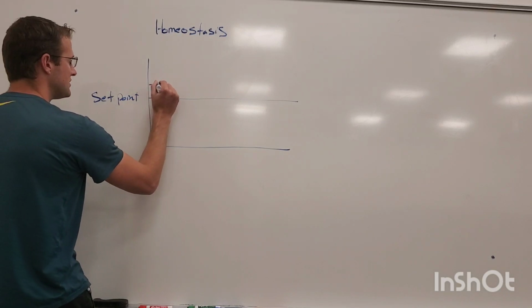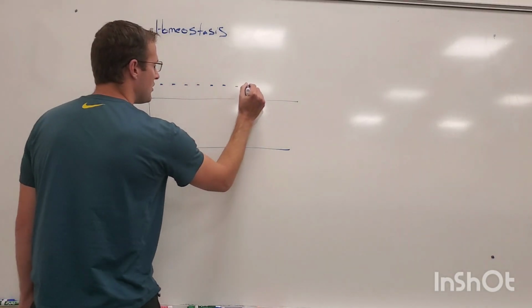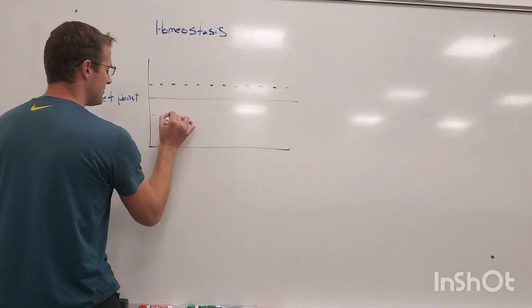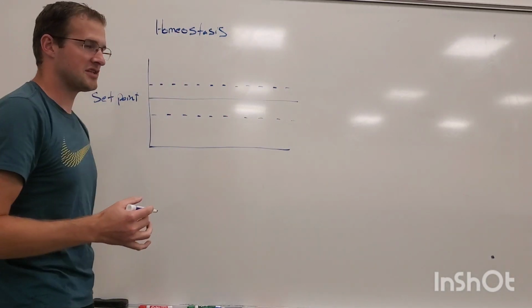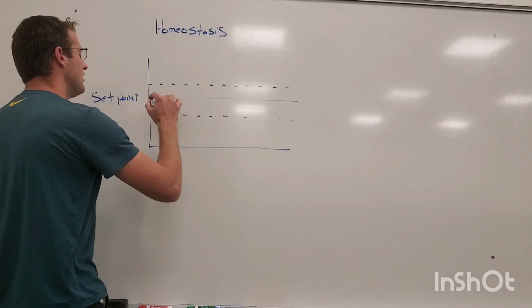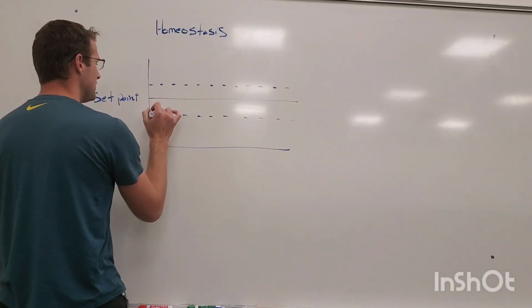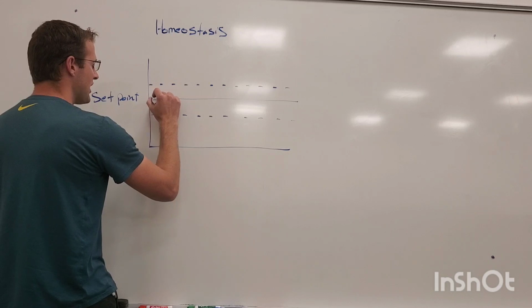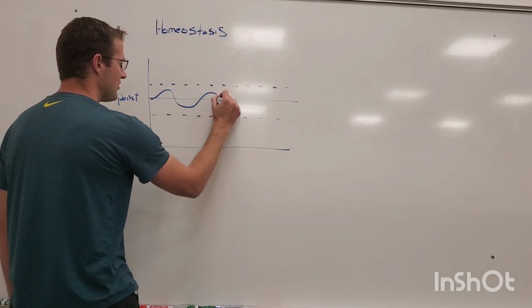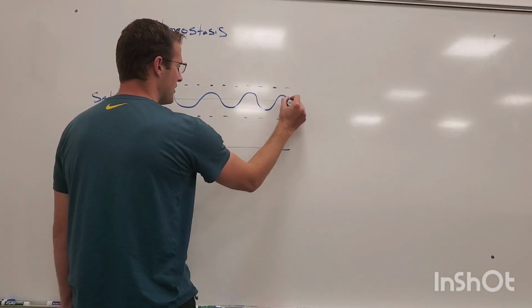It also has a normal range. And the normal range is an acceptable fluctuation that a variable can work in. So ideally we want to be on the set point all the time, but what ends up happening is we're going to be up and down within this normal range right around our set point.